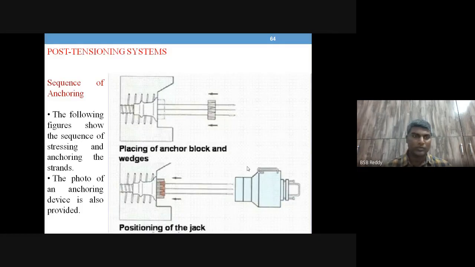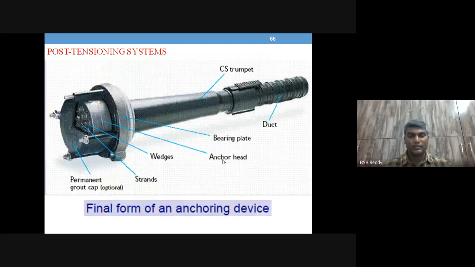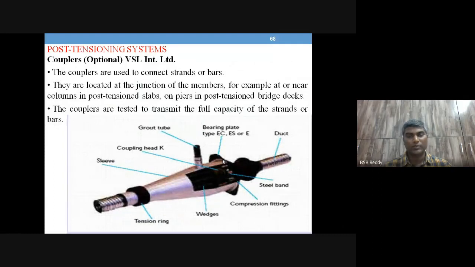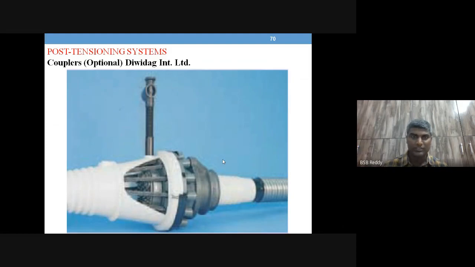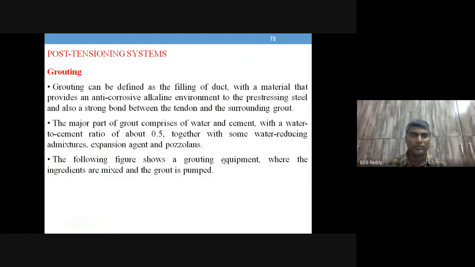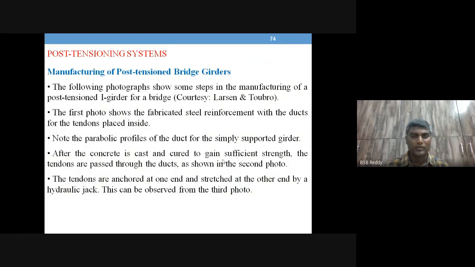So, last session we talked about the sequence of anchoring. What are the steps present in the anchoring? Then we talked about couplers, which are optional devices used at the junctions. Then we talked about grouting activity and the machine used for grouting. In this session we'll talk about one or two examples of manufacturing post-tensioned members.